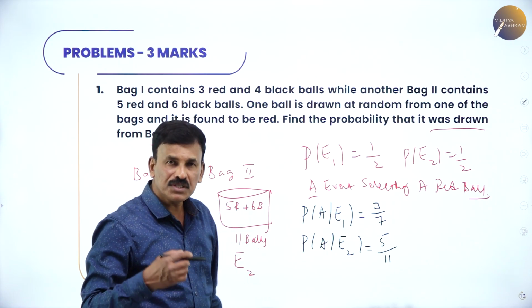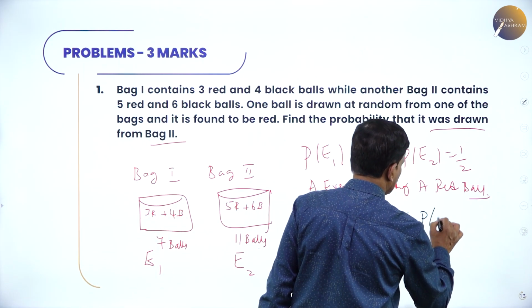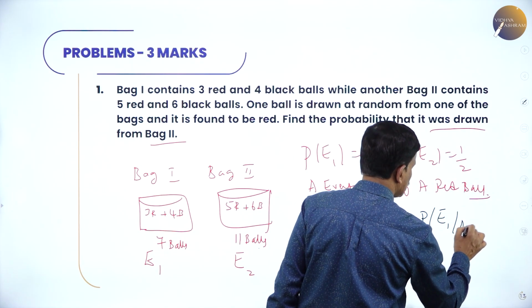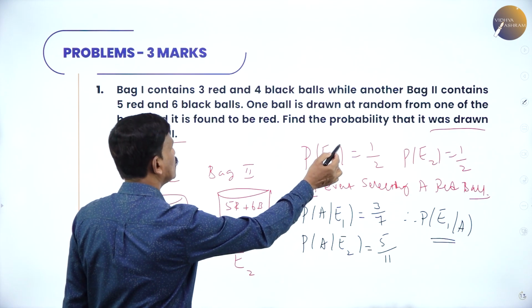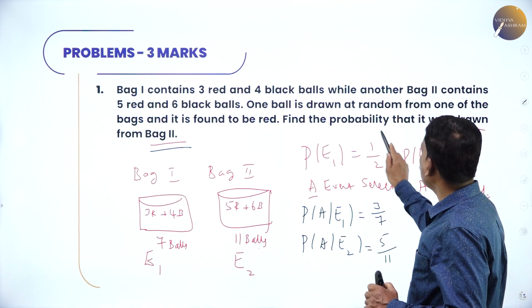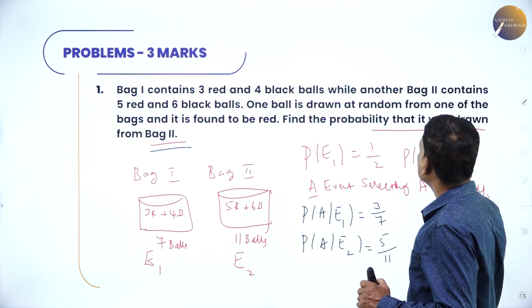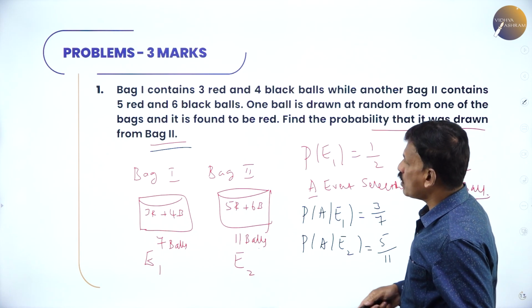Now what is to find? The probability of E1 by A, that is, selecting a ball, find the probability that it was drawn from bag 2. Now these are the given conditions. Now what is to find? Find the probability that the ball which is drawn was from bag 2.